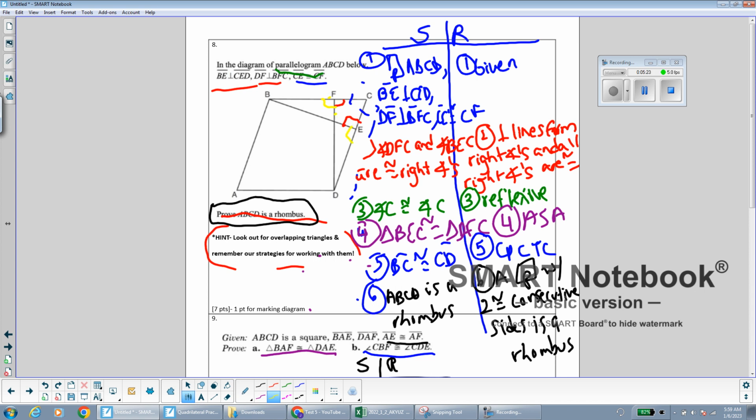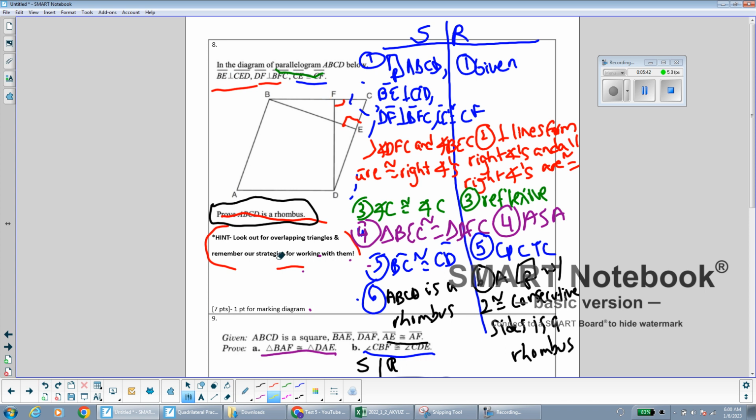I have vertical angles, but that's it. These are not diagonals, so I don't know anything about BE and FD. All I would have are two angles, and that doesn't prove triangles congruent. So I don't have enough information to focus on the two smaller triangles. So I'm going to think bigger.